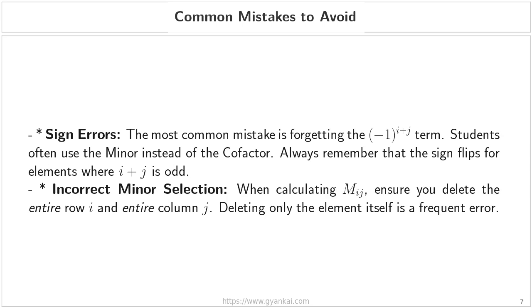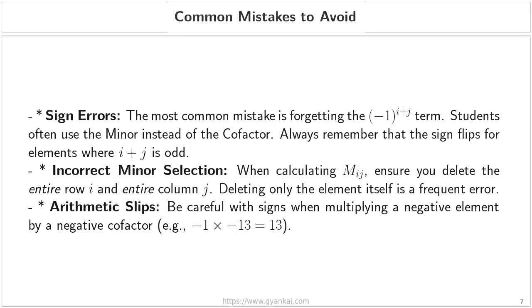Second, watch out for incorrect minor selection. When you are finding the minor of an element, denoted as m sub i, j, you must delete the entire row i and the entire column j. I have seen many students mistakenly only cross out the single element itself, which will lead to an incorrect submatrix. You must remove the full horizontal and vertical lines intersecting at that element.